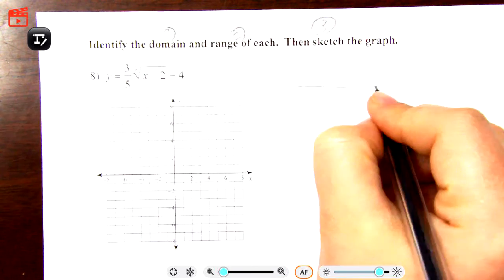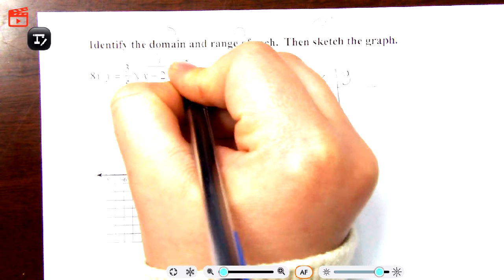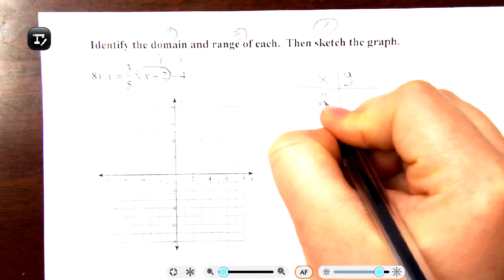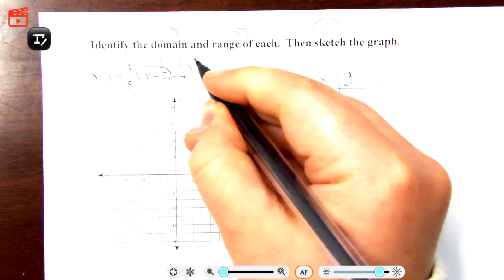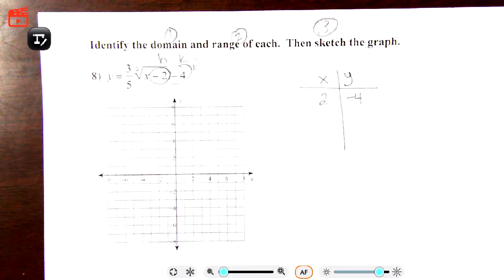Easiest way to graph: start out with your HK. H is always going to be the opposite of the number that you see inside. So in this case, I see a -2. The opposite of that is 2. K is always going to be exactly what you see here, so -4. Because I know that we have a restricted domain, this is a square root, you don't want to make the inside negative.